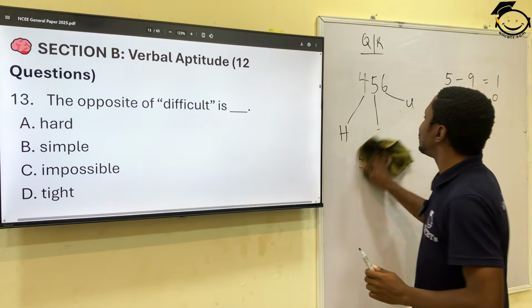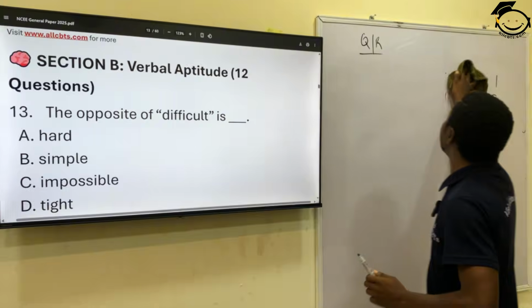All right, with that, we come to the end of quantitative. Section B, verbal aptitude. We have 12 questions here also. The 13th question.